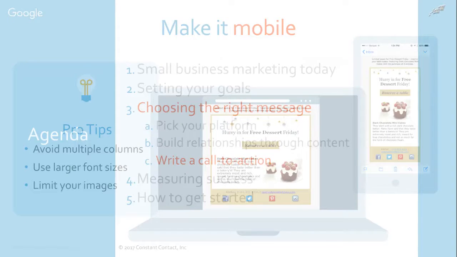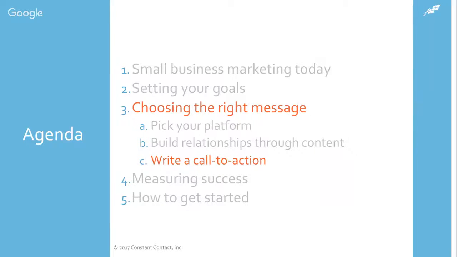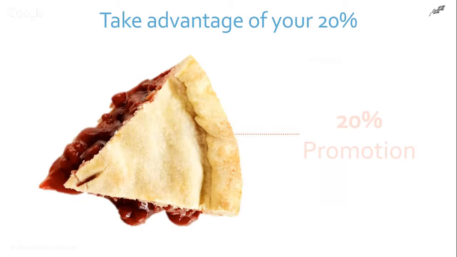So we've got the right message. We've picked our platform. We're building relationships. We've got great content. Now let's talk about how to promote your message and how to get the rubber to hit the road. Calls to action are the way to make people take the step that you want them to take. This is that 20% that I was telling you about, where you're promoting your service. You're telling people what to do next. That's all a call to action is.